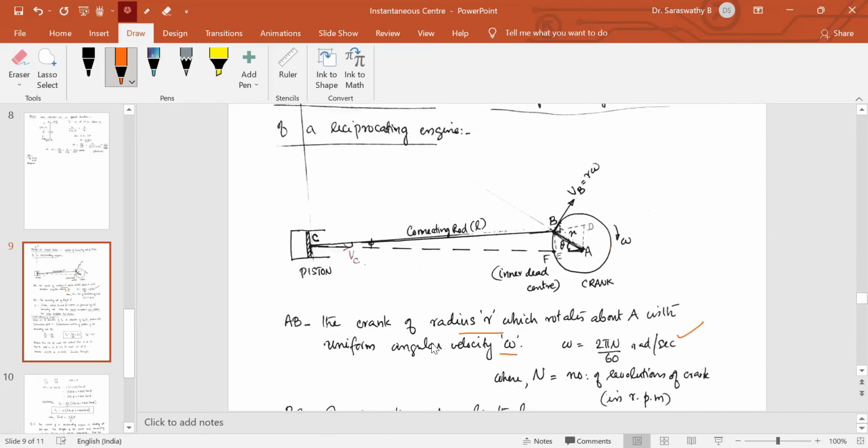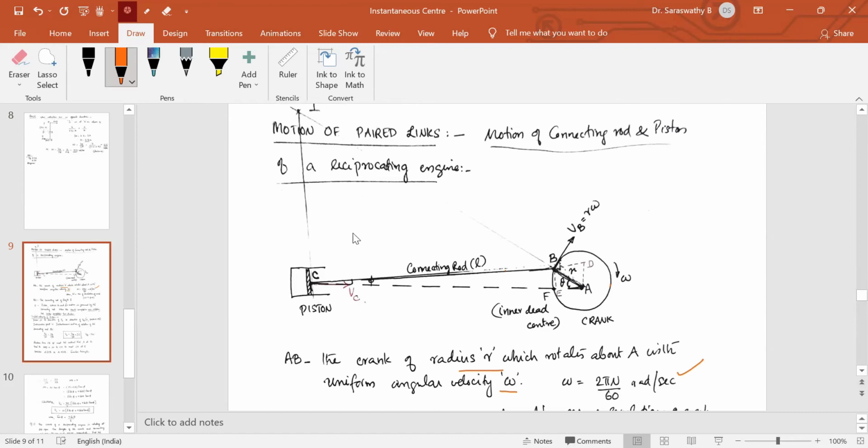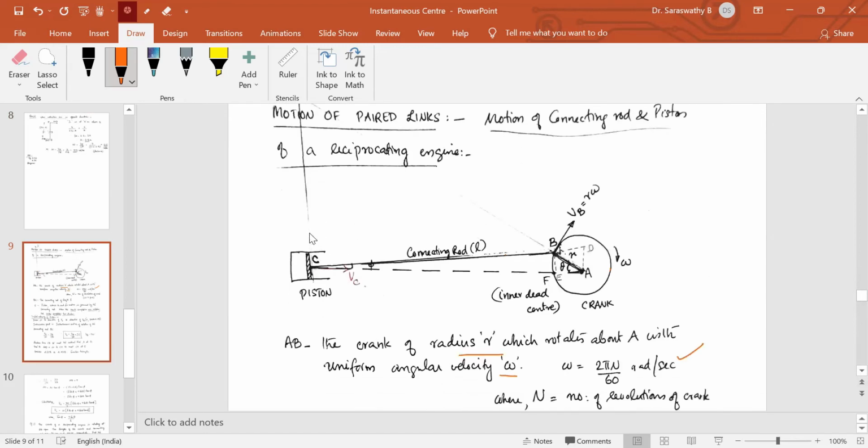So when you deal with combined motion of rotation and translation, what do we do? First of all, we locate the instantaneous center. The velocity of the piston is horizontal in this direction, VC. Draw a line normal to that. This is the normal line, a perpendicular line at right angles to VC.